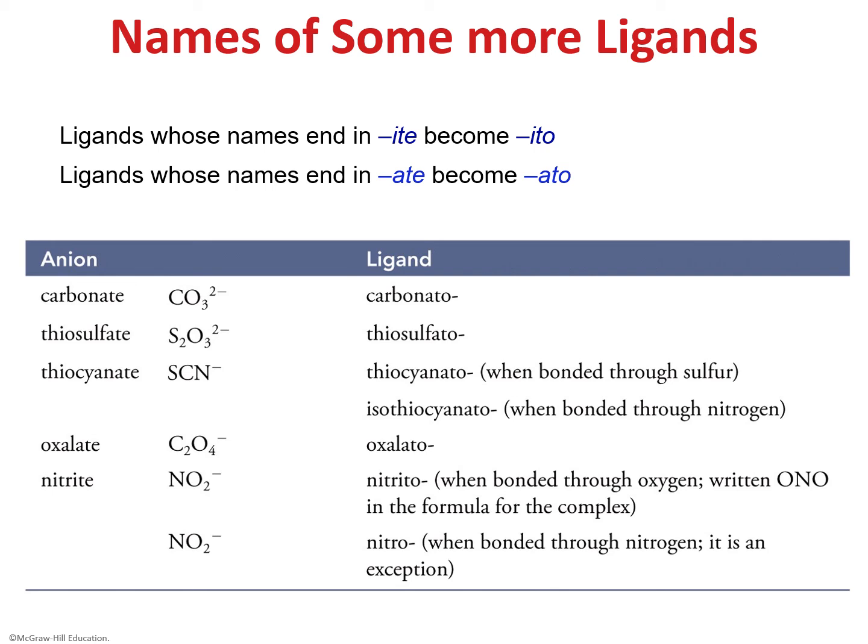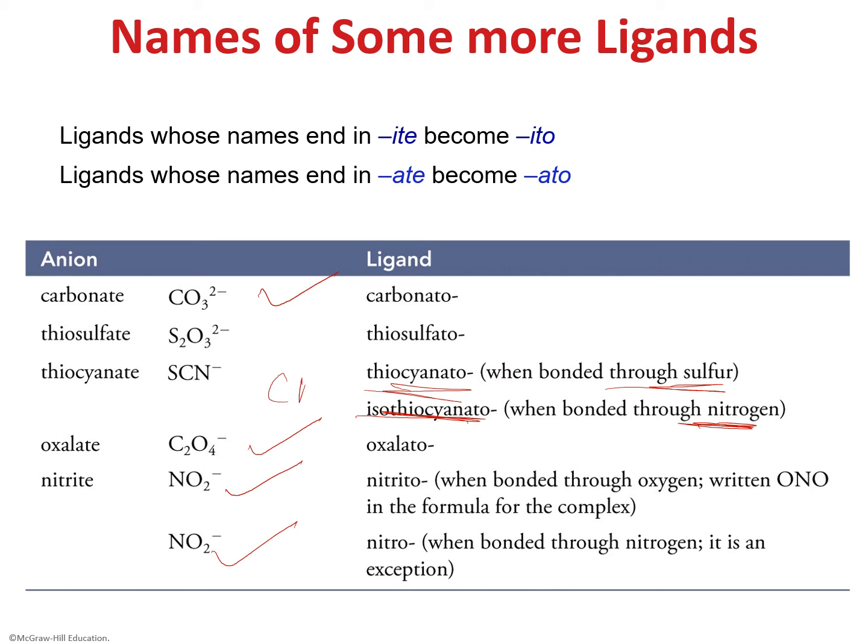It's called thiosulfato. There is thiocyanate, which is SCN minus. So it's thiocyanato when bonded through sulfur. It is isothiocyanato when it is bonded through nitrogen. I don't expect you to remember each of these, but definitely remember carbonate, oxalate, nitrate, and nitrite. These you should know because you have already known these names.